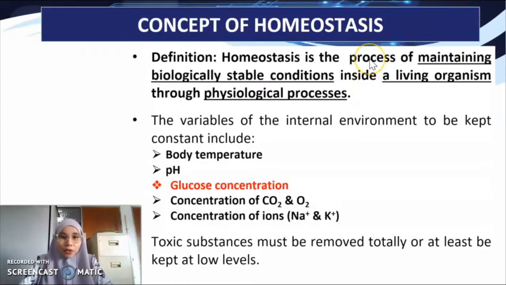Homeostasis is defined as the process of maintaining biologically stable conditions inside a living organism through physiological processes. The variables of the internal environment that need to be kept constant include our body temperature, the pH of the blood, glucose concentration, concentration of carbon dioxide and oxygen in our blood, and also the concentration of ions, for example, sodium ion and potassium ion. All of the toxic substances in our body must be removed totally or at least be kept at low levels.